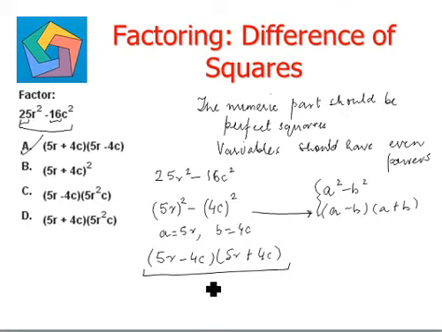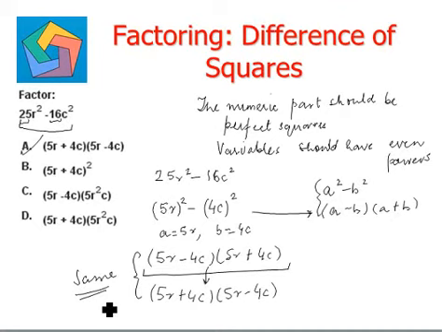We can even write down the answer as 5r plus 4c times 5r minus 4c. In multiplication, it doesn't matter whether we write a times b or b times a. They both are the same. Therefore, the answer is option A. Let's look at the next question.